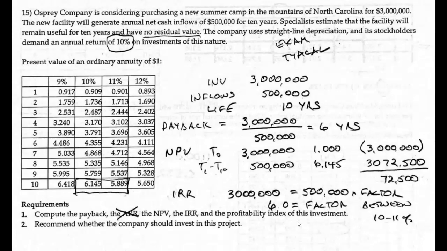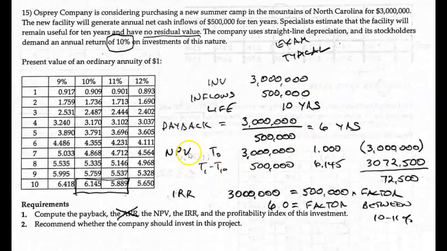So the first thing that we want to do is the payback, and we've got an investment of $3 million. The new facility will generate annual cash inflows of $500,000 a year for 10 years. So for payback, it's nice and simple. It's $3 million divided by 500,000, which gives us 6 years. Okay, so that's good.